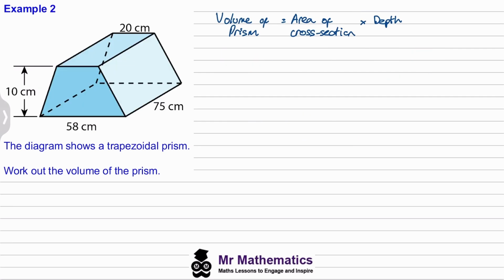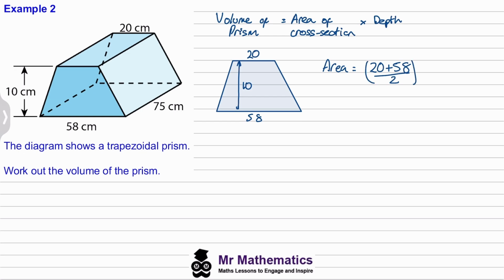So now we've been asked to work out the volume of this trapezoidal prism. You can see the cross section is this trapezium. So to find the volume, we need to find the area of this trapezium and then multiply that by the depth. So if we've got our cross section, we've got a length of 20 and 58 and a perpendicular height of 10. So the area will be the average length of the two parallel sides. So the 20 plus the 58 divided by 2 multiplied by the perpendicular height, which is 10.